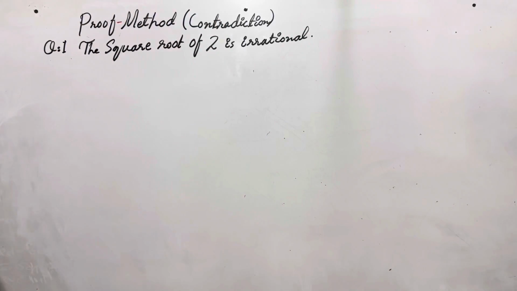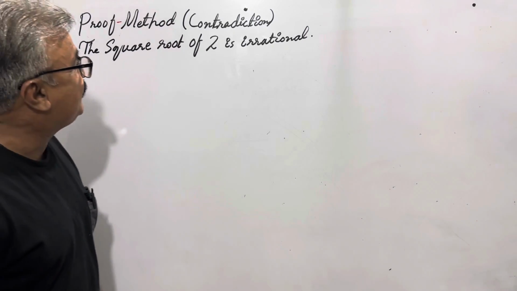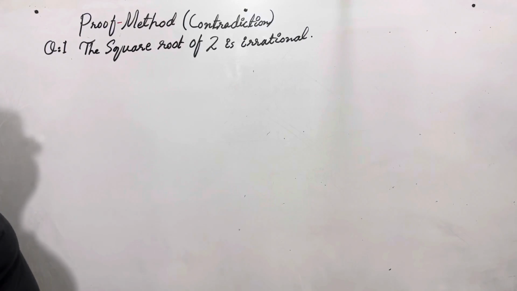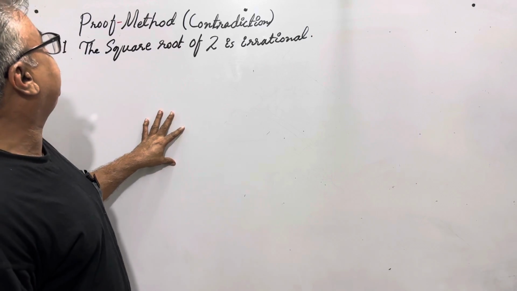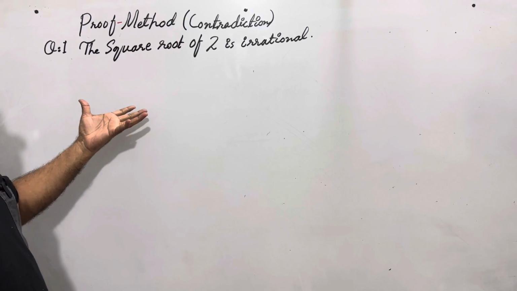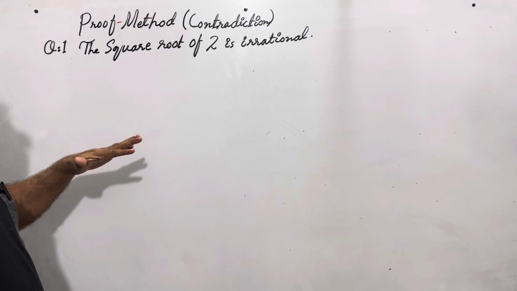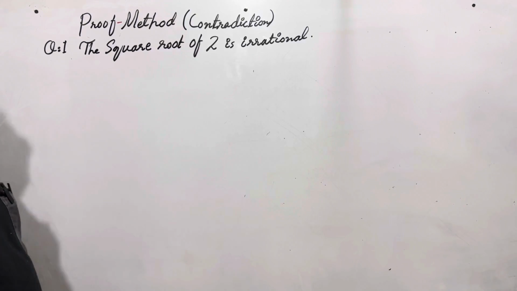Such type of questions are present in analytical reasoning, number theory, real analysis, and nowadays in discrete structures and discrete mathematics. We are asked to prove that the square root of 2 is an irrational number by the method of contradiction.